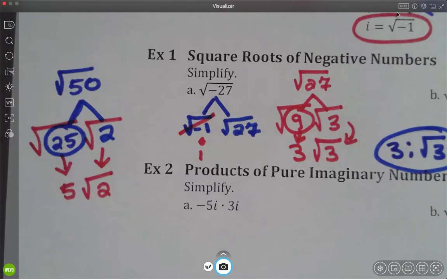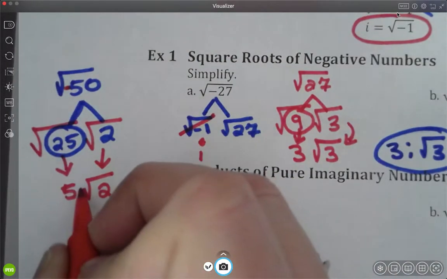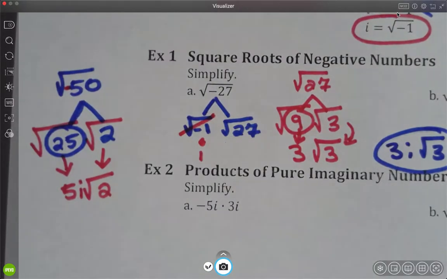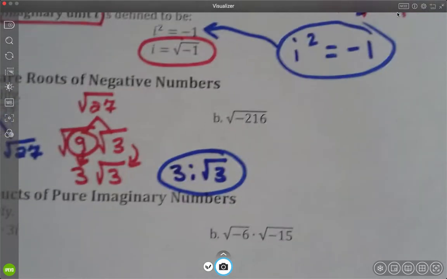So you're saying if this is negative 50 on the inside here, it would be 5I square root of 2. If it's not negative, we don't care about an I, right? I was just showing you how the 50 works. But if it was negative 50, it would be 5I square root of 2. Does that make sense? 5 square root of 2 equals square root of 50. Yes, you're right. 5 square root of 2. Yep. It does. All right.